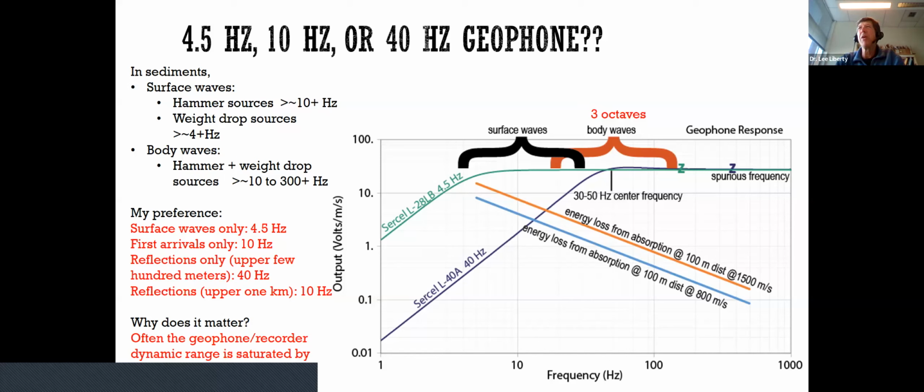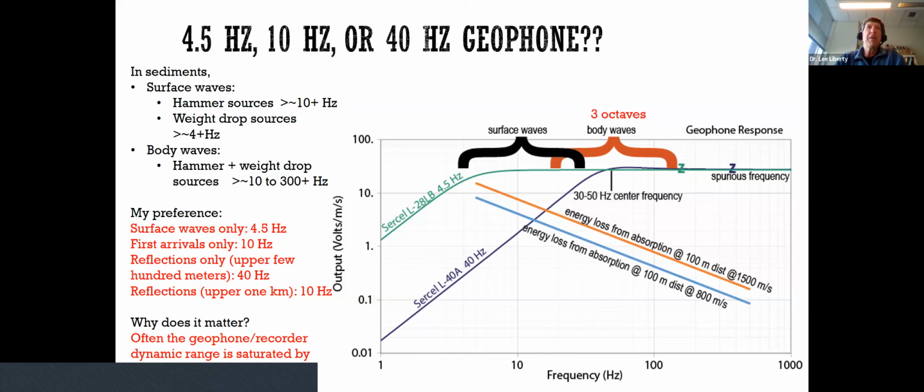If you don't know what spurious frequency is, it's the frequency at which the geophone stops responding in a nice linear fashion. So you typically don't want to go beyond the spurious frequency, which for a 40 hertz phone is upwards of about 300 or 400 hertz. For a 4.5 hertz phone it's more like about 150, 180 hertz, somewhere in there.